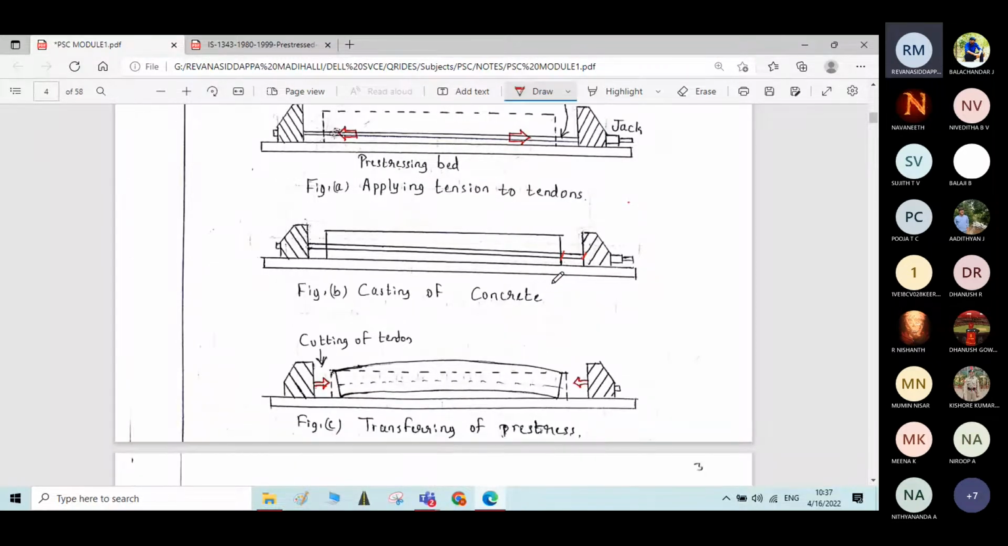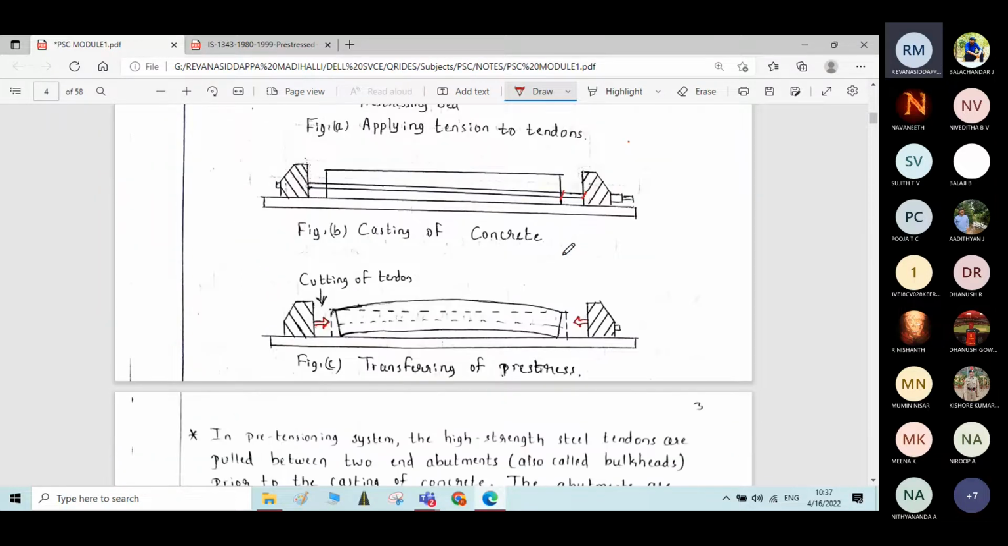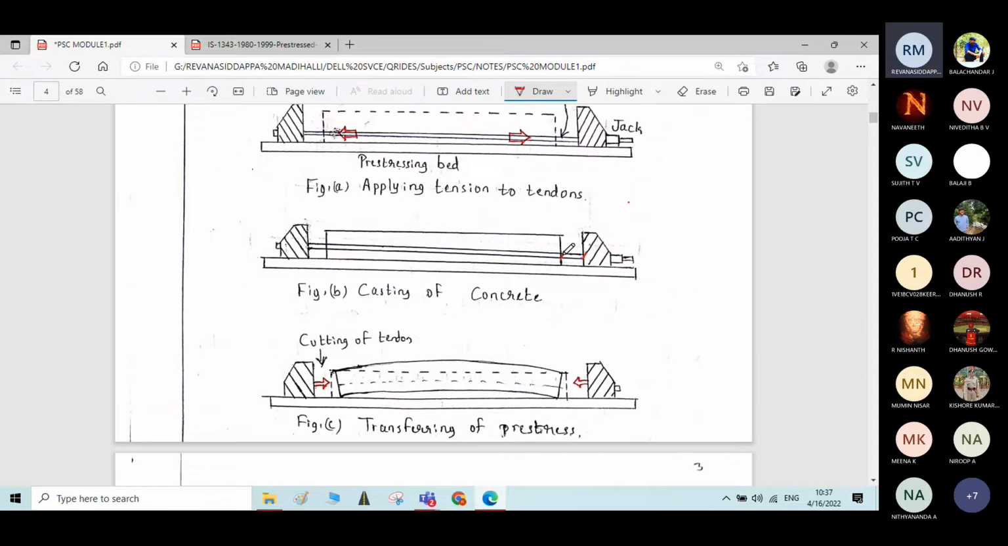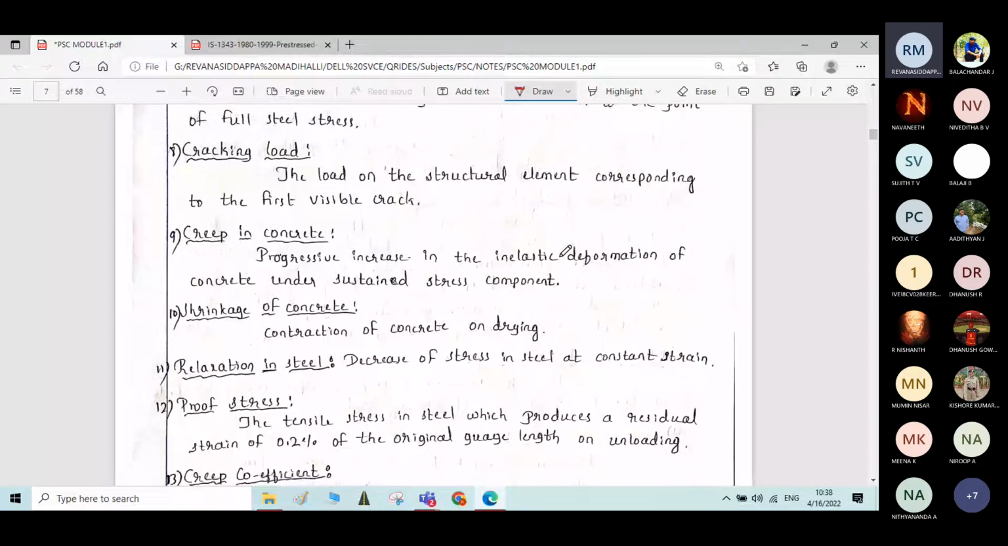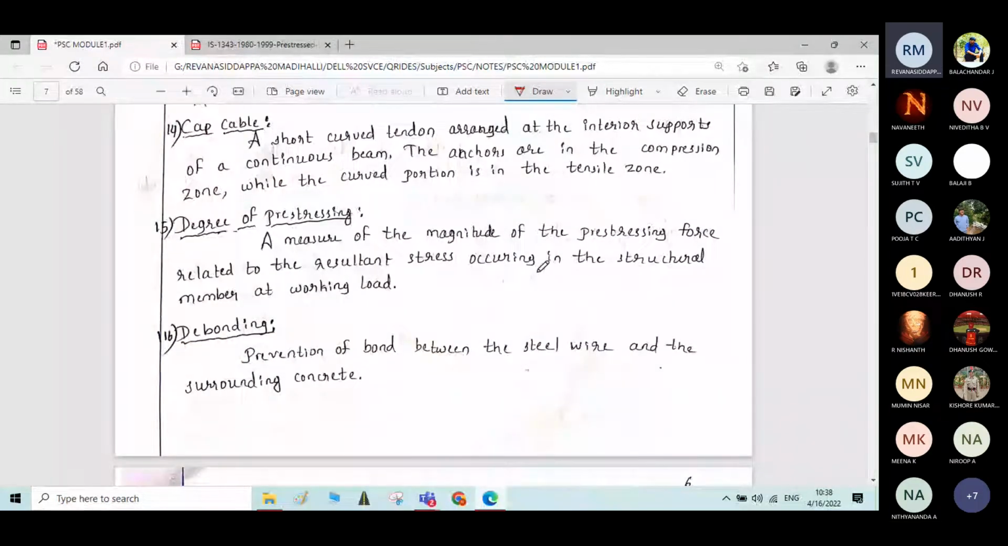These things we will be studying in detail in the next module. Because of that loss of prestresses, the degree of prestressing will not be 100%. To represent the net prestress happening in the concrete, we will use the terminology called degree of prestressing, which is defined as a measure of magnitude of the prestressing force related to the resultant stress occurring in the structural member.